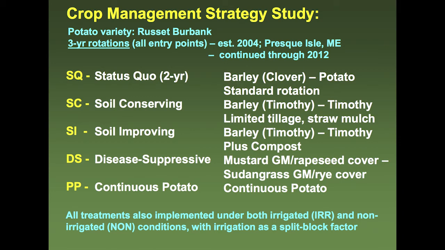So in our soil conserving system, we had a small grain forage grass that was done entirely no-till in the non-potato year, with the only tillage done in the potato year. We also added a straw mulch in the fall after potato harvest to reduce erosion, to implement a number of soil conservation principles. Our soil improving system started with this same system, but now we added large yearly compost amendments to increase organic matter and improve those soil qualities. In our disease-suppressive system, we tried to maximize the use of disease-suppressive crops with cover crops. So we had disease-suppressive green manures with different cover crops each year, and compared that with the standard rotation. And this we did for a number of years.